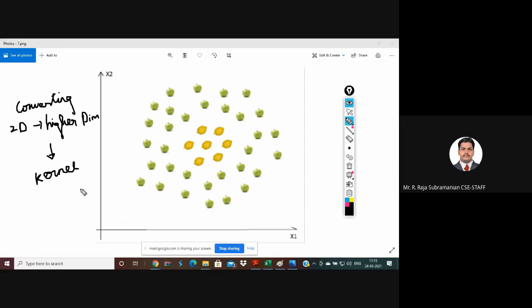Many kernel functions are there. We are going to see practically 5 different kernel functions and visualize how each kernel function is giving us different levels of accuracy. That we will be seeing in Colab, right?